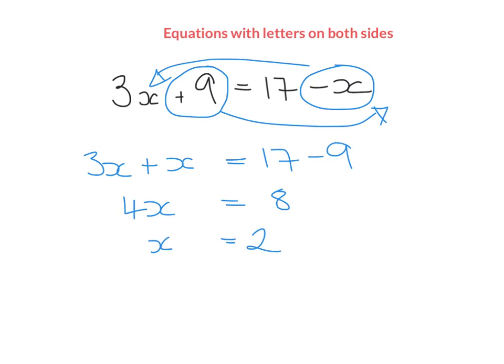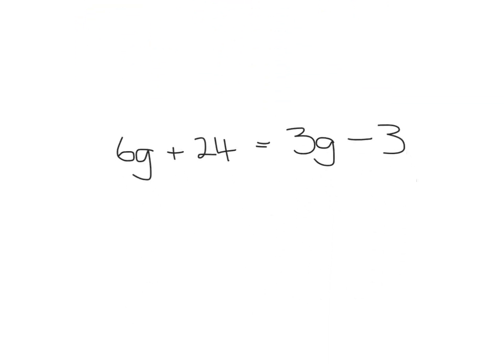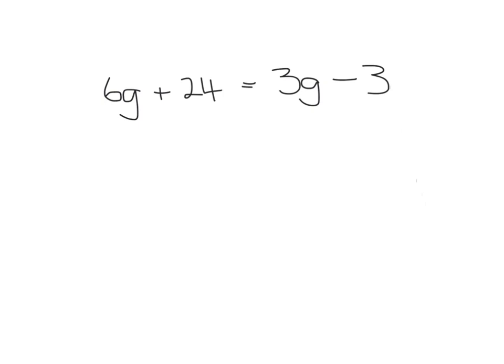Okay? Another example. 6g plus 24 equals 3g minus 3. Okay, so what we're going to do is bring the 3g over to the 6g, because the 6g is more, it's bigger, which means the 24 has to go to the other side as well.